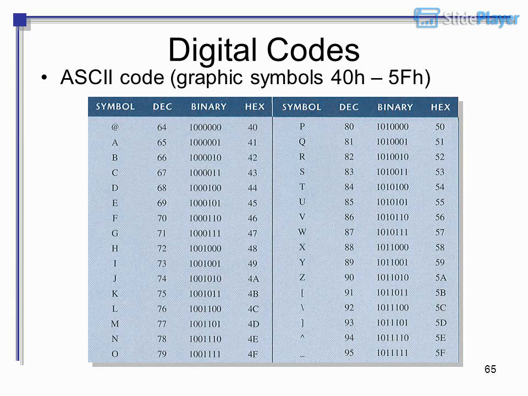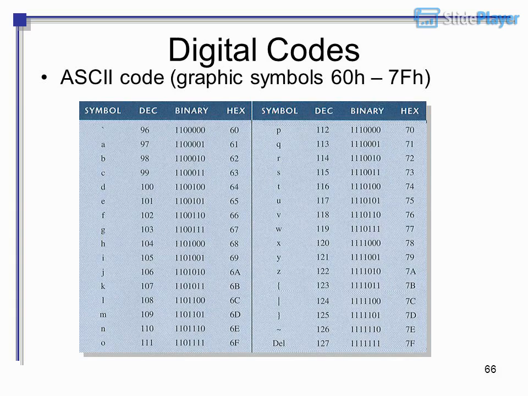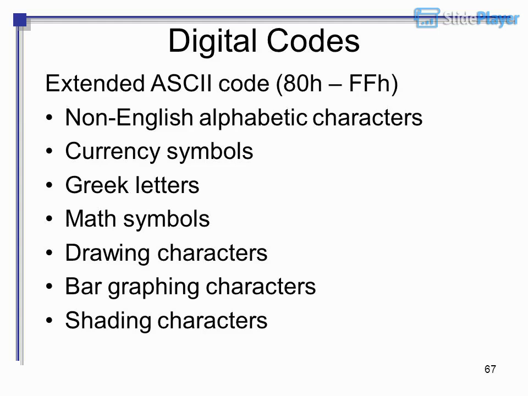ASCII code: graphic symbols 40H to 5FH, and 60H to 7FH. Extended ASCII code, 80H to FFH: non-English alphabetic characters, currency symbols, Greek letters, math symbols, drawing characters, bar graphing characters, shading characters.